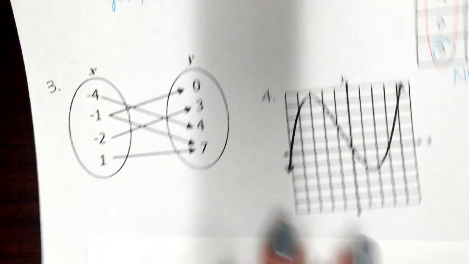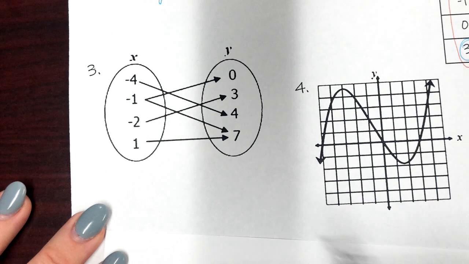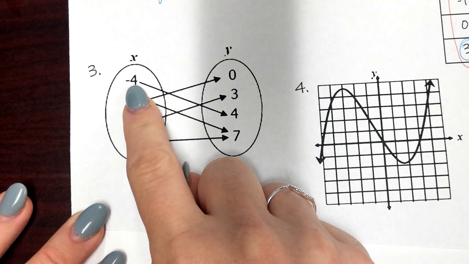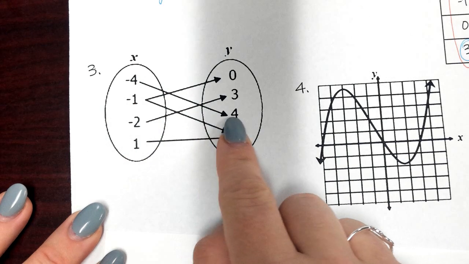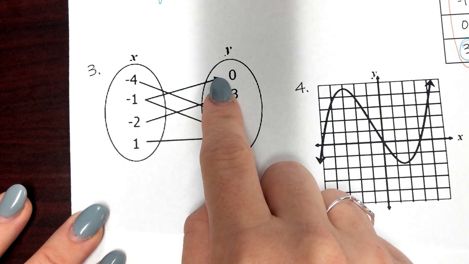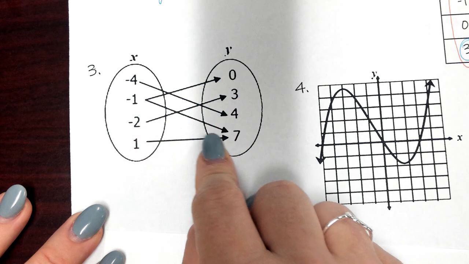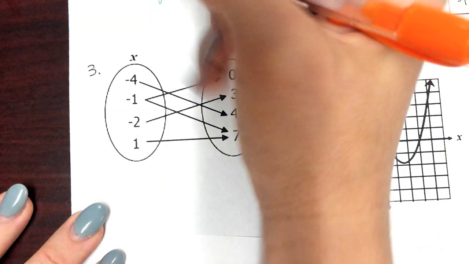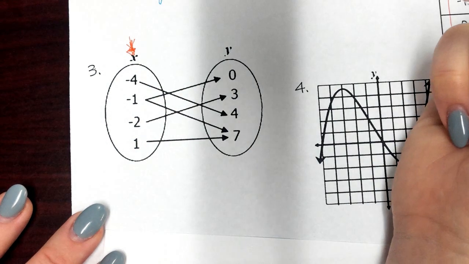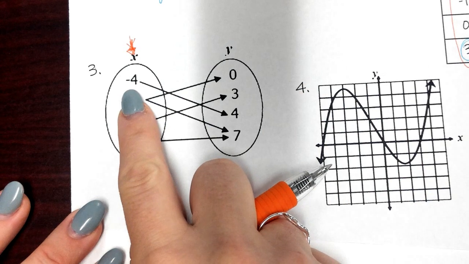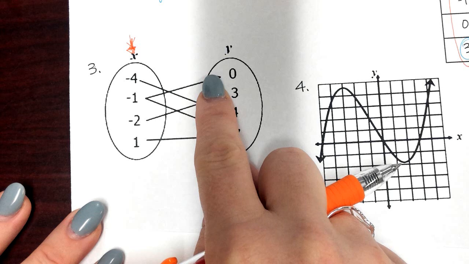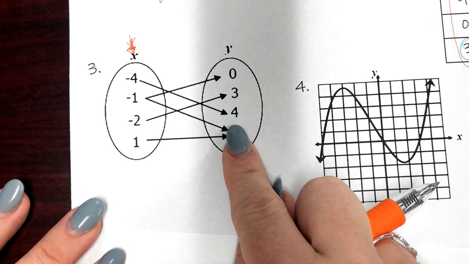Our mapping. What our mapping does is the first one is our x and the second one is our y, and it tells us for this x, we get this y. For this x, we get this y. And for this x, we get this y as well. I'm focused on the x numbers, looking at whether they repeat. We've got -4 going to one of our y's. We've got -1 going to this y, and it goes to this y. So that means it's repeating.